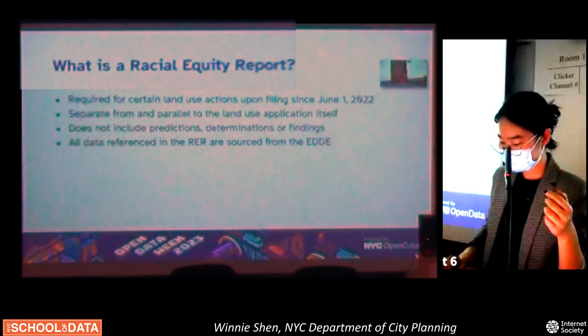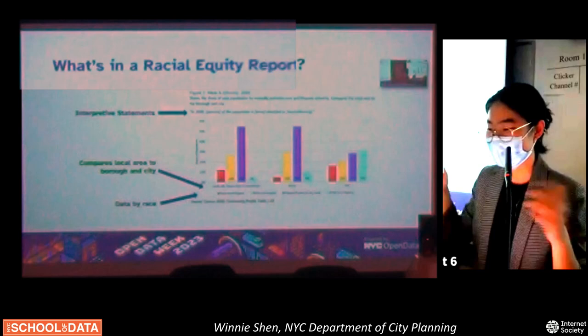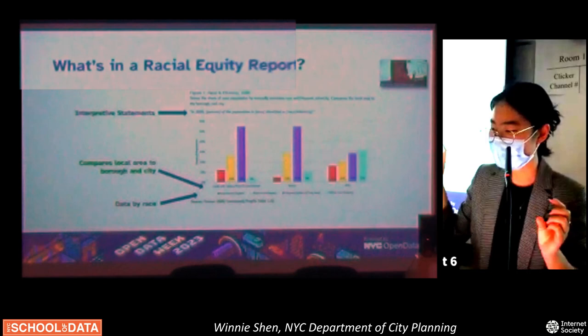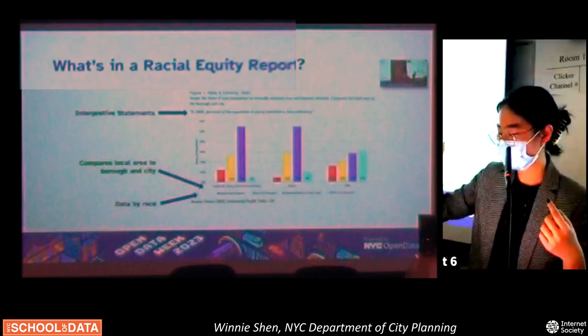So here's some information about what exactly goes inside an RER, in case you've never had the privilege of reading one. Though they're all public, you can go on ZAP and if a project has an RER, you can read it. So there is a lot of data. This is a snapshot of one part of a community profile summary, which is something you can download from EDE. And it has interpretive statements, so if you don't know how to read a bar chart, it helps you. It shows you the project area, the neighborhood, compared with the borough and the city, and breaks that down by race where possible.